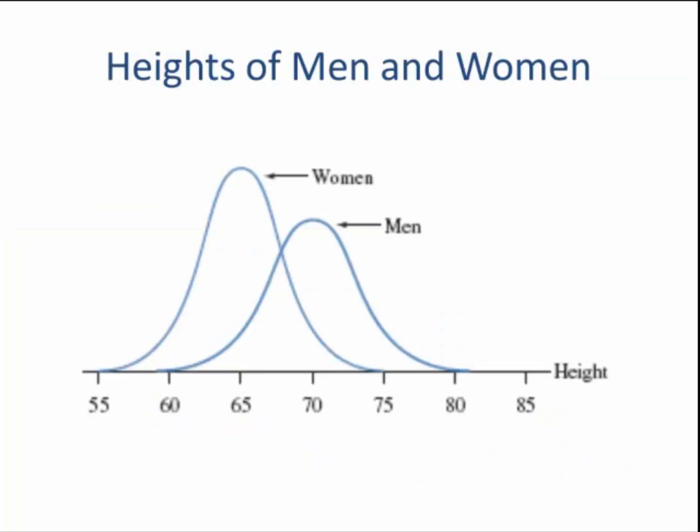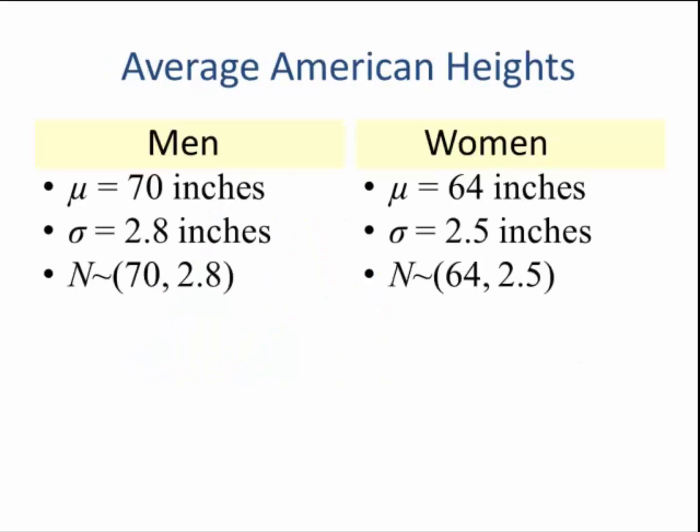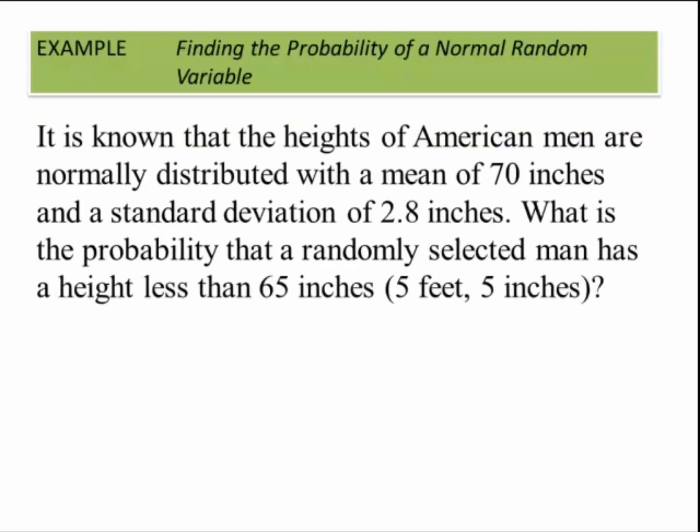So this is the distribution for heights of men and women in America. Men have a mean of 70 inches and a standard deviation of 2.8 inches. Women, the mean is less, 64 inches, and the standard deviation 2.5 inches. What is the probability that a randomly selected man has a height less than 65 inches? And that's the same thing as 5 feet 5 inches.